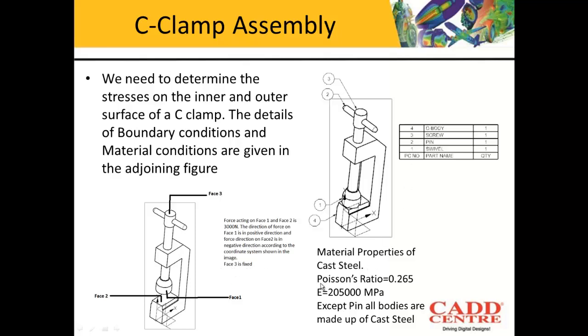The material properties are given over here. All the components except the pin are made up of a material called cast steel, whose Young's modulus is 2,05,000 megapascal and Poisson's ratio is 0.265. The pin alone is made up of structural steel. So now we will analyze this. We have to apply these loads and then understand what are the stresses induced in the model.